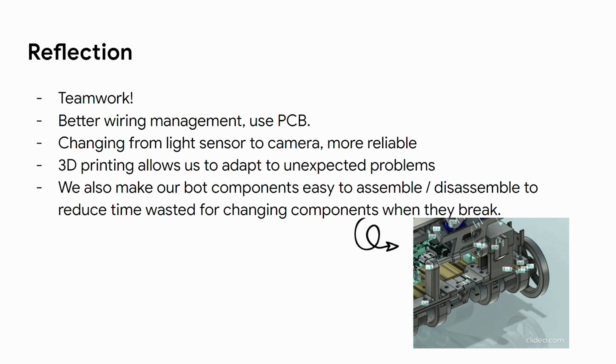So for reflection, teamwork is important. We are able to solve problems by communicating with each other and working together as a team. And then wire management, we use a PCB, so goodbye wiring headaches from last year. By changing light sensors into a camera, we can increase reliability in line tracking, because the camera alone can see more area including far away areas. Plus, it can differentiate the objects.